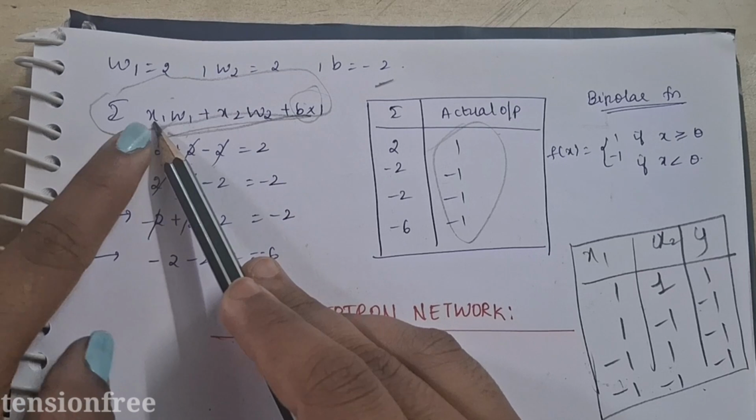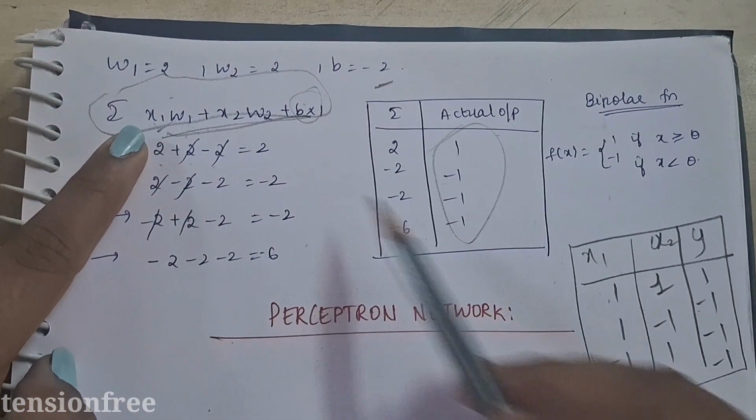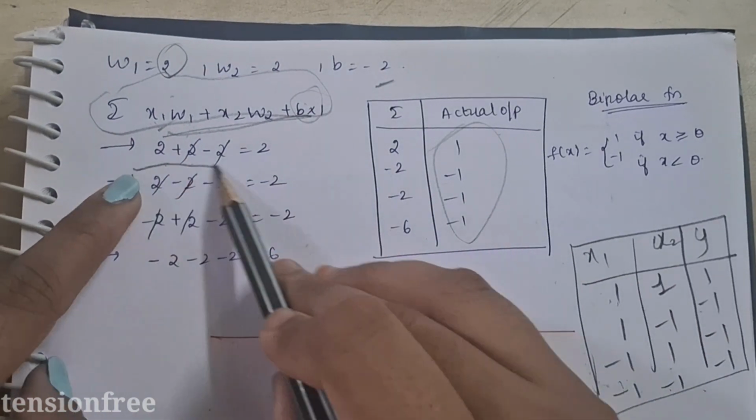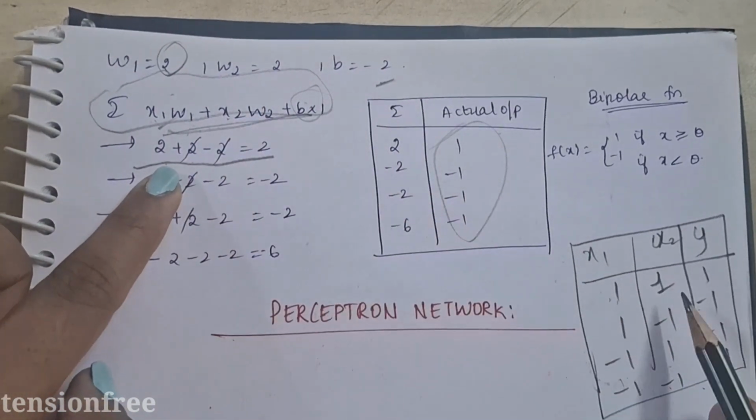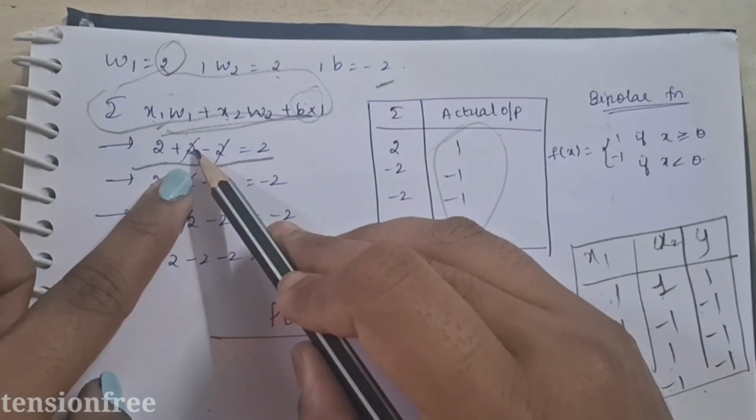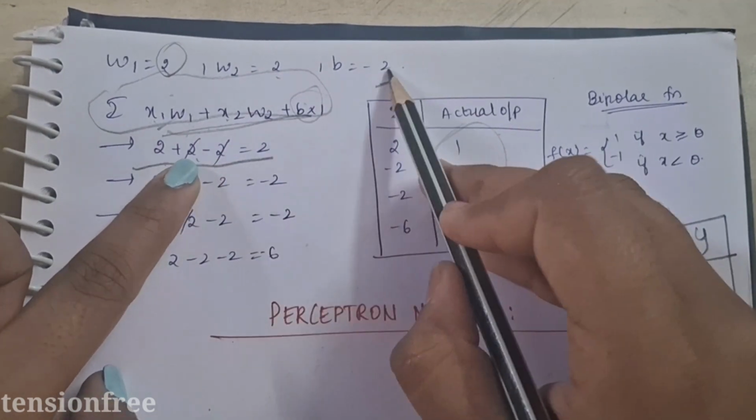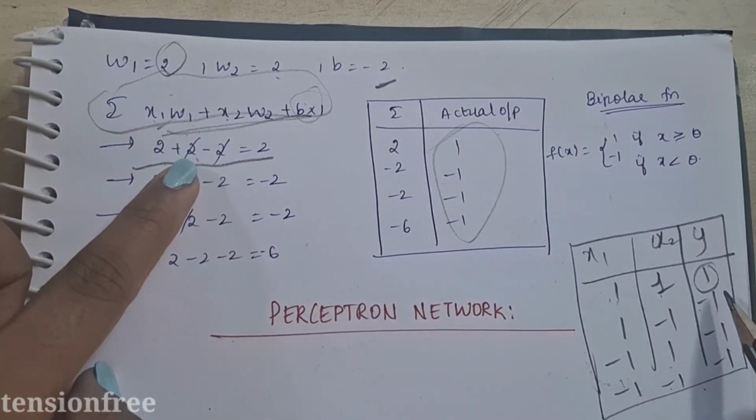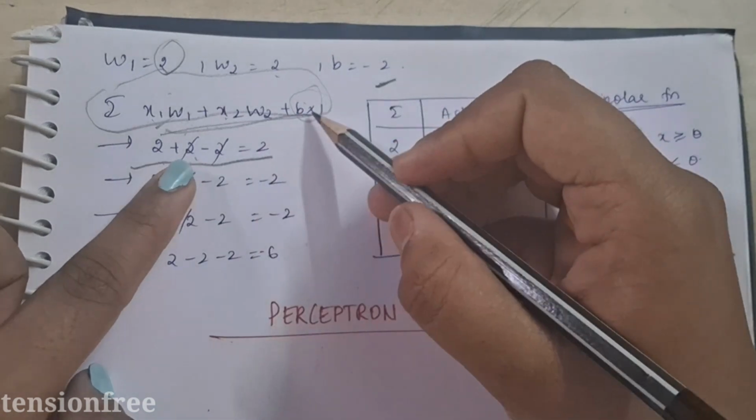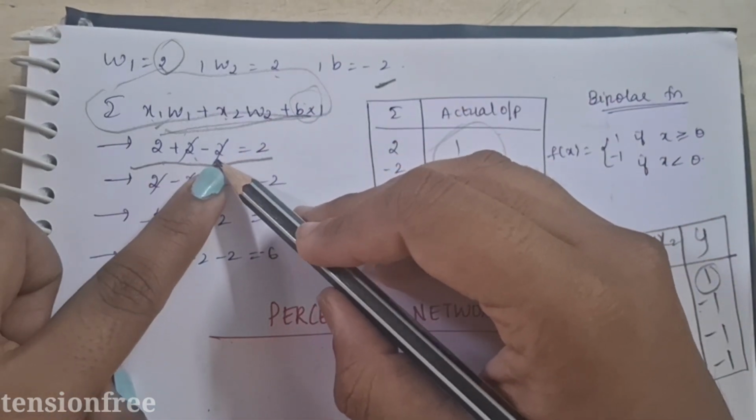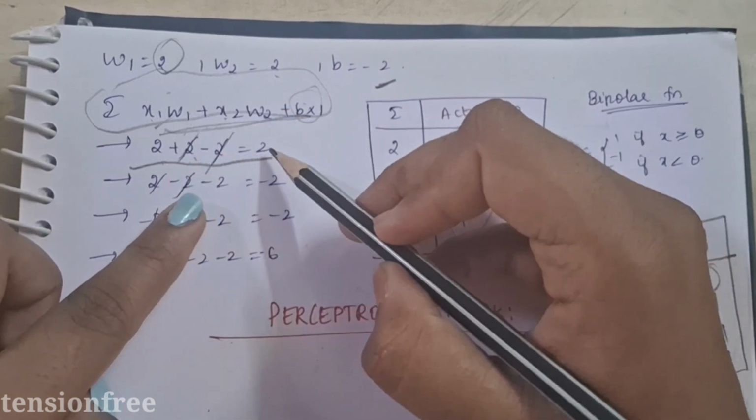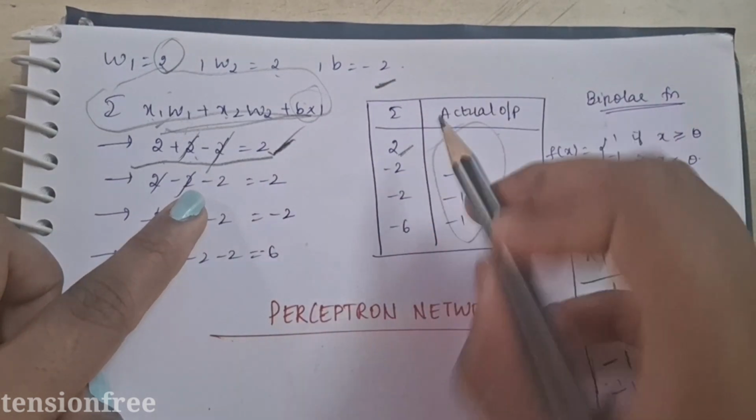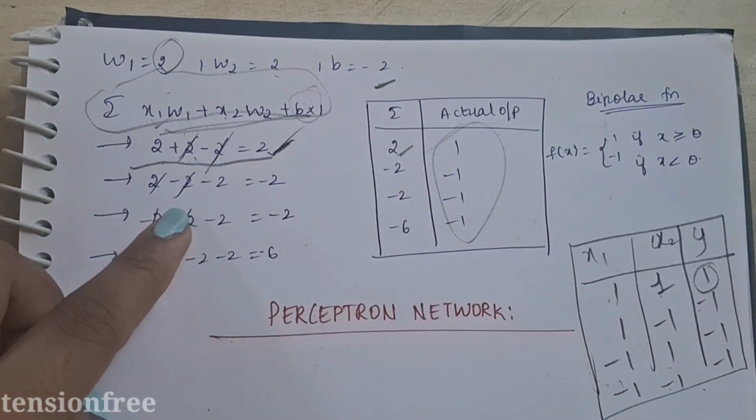What is that? x1 is 1 into w1, that is 2. 1 into 2 is 2. Next, x2 is 1, w2 is 2, the answer will be 1 into 2, 2. B is minus 2, and the input is 1, so we use it as minus 2. Minus 2 plus 2 will cancel. We will be getting the actual output summation as 2. This is the summation value.